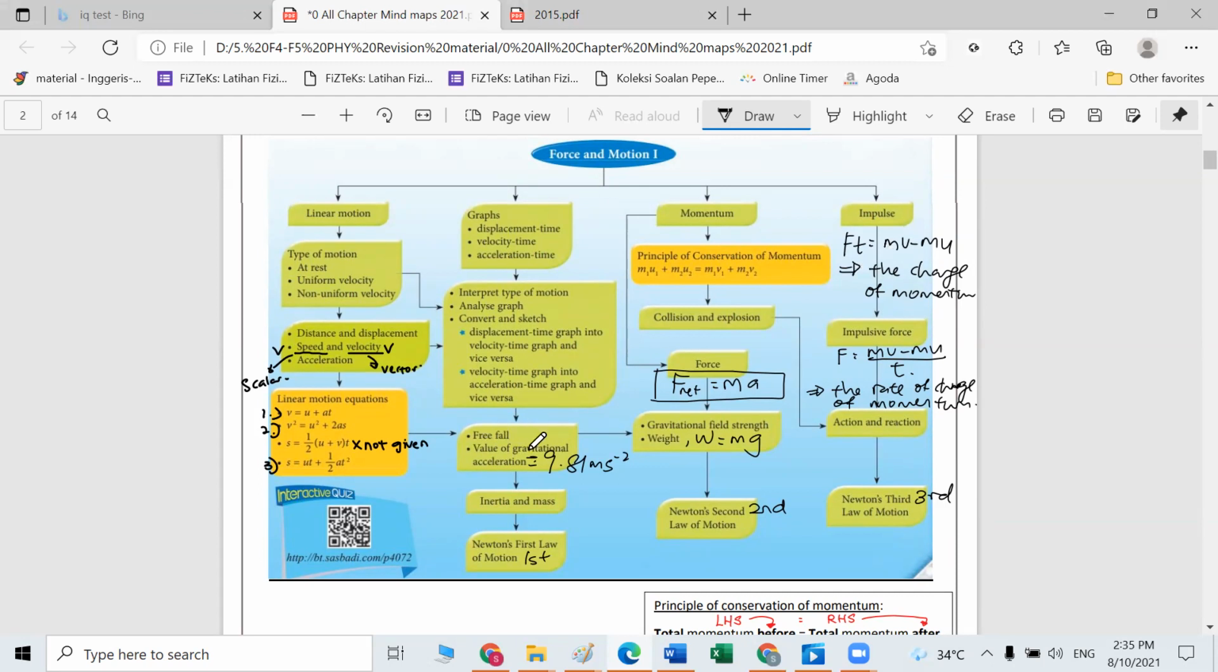Okay, free fall acceleration is 9.81 meters per second per second. Newton's first law is inertia. Second law is F equals to ma. F equals to ma. You can jot down inertia. Third law is action reaction. We can say F equals to negative R. Action is F, reaction is negative R. Right, second law is about force, F equals to ma.